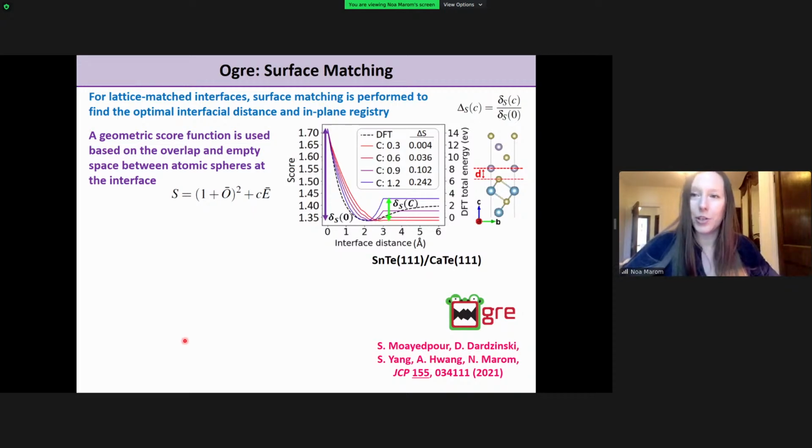So it's purely geometric. And the overlap term is here, it's squared, and then it's kind of an effective repulsion term. And the empty space here has the C parameter in front of it. And the C parameter is a system-specific parameter that we can also determine without any input from first principle simulations.